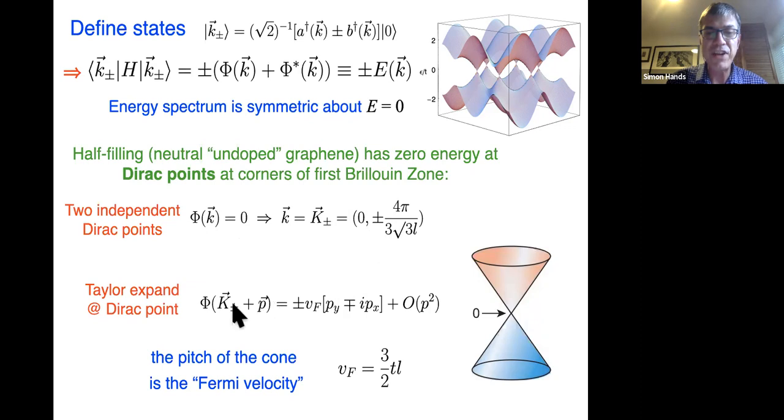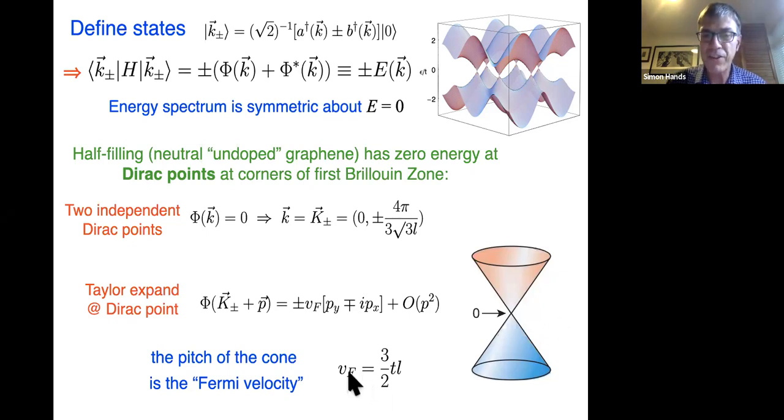And if you Taylor expand this kernel function phi around those Dirac points, 2 things emerge. First of all, it's linear. The constant of proportionality relating the energy to the momentum is the Fermi velocity. But also that there's a relative phase of π/2 between the y component and the x component. And again, that's a consequence of starting with a honeycomb lattice. That's where those factors of i came from.